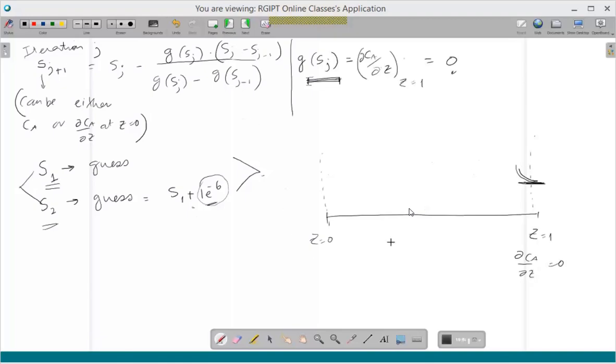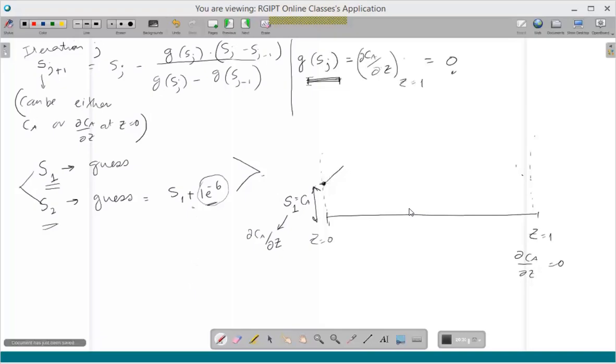Now what I do is I guess either CA or del CA by del Z on the left hand. Let's say I guess the CA value. Start from here. So this is my first guess, my S1. S1 is going to be equal to CA at Z equal to 0, and that would automatically get me del CA by del Z as well from the first boundary condition, because these two are related. So if I choose this much CA, then I know what the slope is.